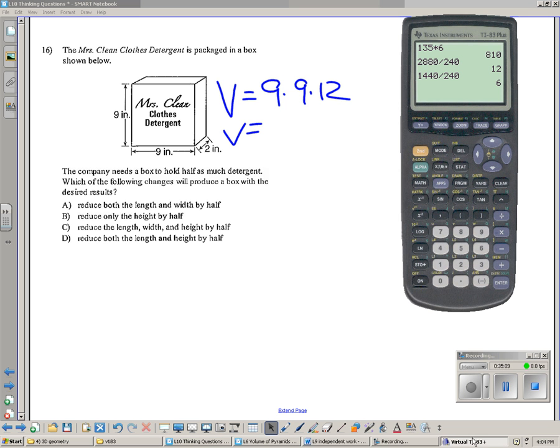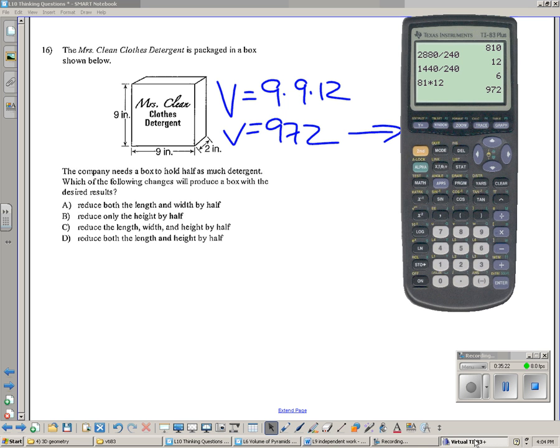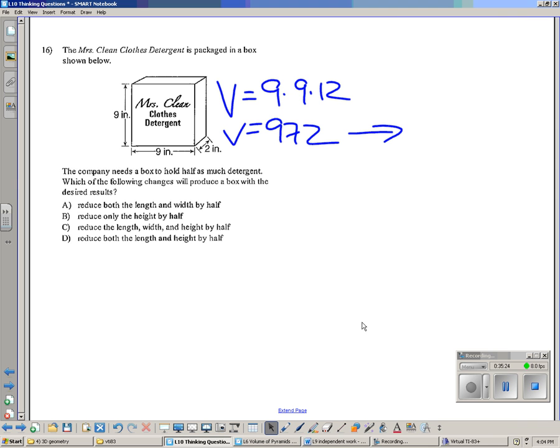Which I don't want to mess up in my head, so I'm going to do it in the calculator. 81 times 12 is 972. So this volume is 972. We need the new volume to be half that. So we want to divide that by 2, which is 486. So there's 486. It says reduce both the length and the width by half. The length and the width by half would mean 9 becomes 4.5, and 2 becomes... Oh, whoopsie. You know what? I don't know why I'm multiplying by 12.